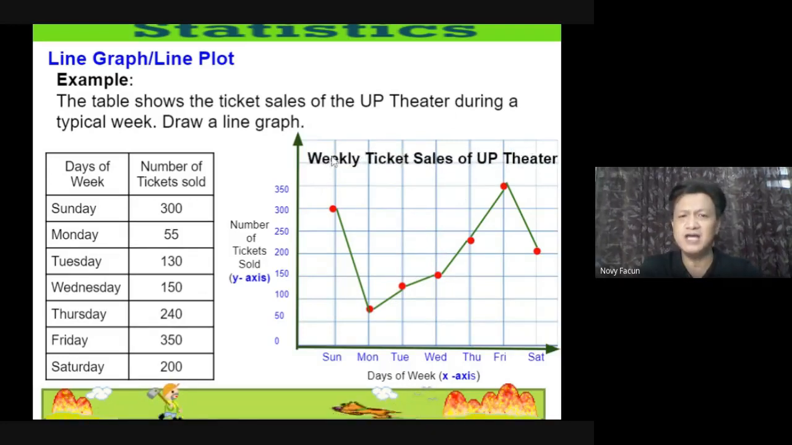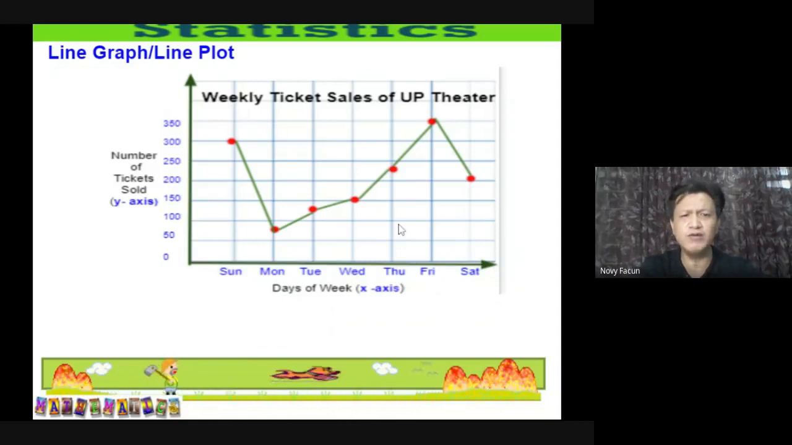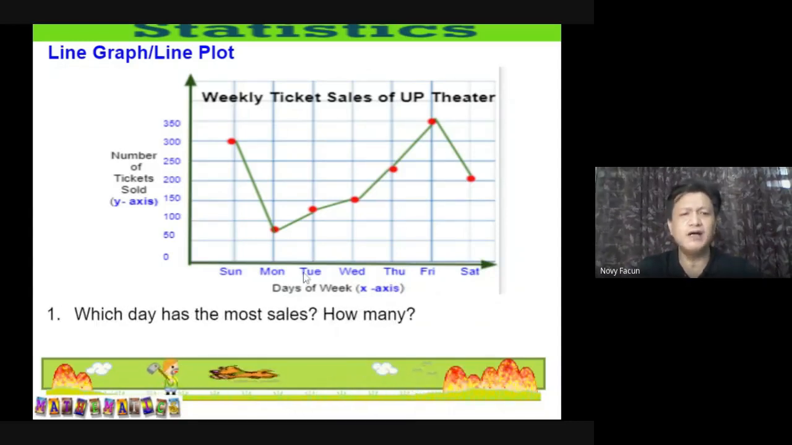But take note, we need a title. What's the title? Weekly ticket sales of UP Theater. So when you see that, you immediately know what they earned. Okay, let's have question number 1. Which day has the most sales? What's the highest there? That is Friday.